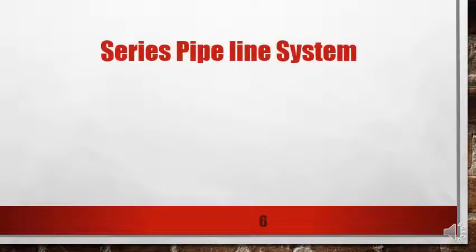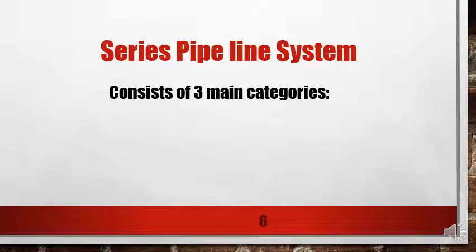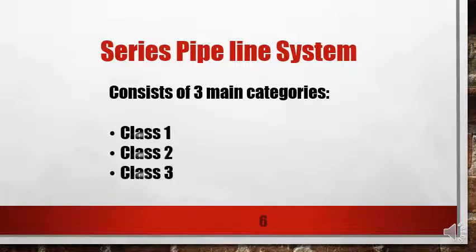And the series pipeline system has three main categories, which are class 1, class 2, and class 3. So what are the differences between the different classes? We will discuss that on the next slide.